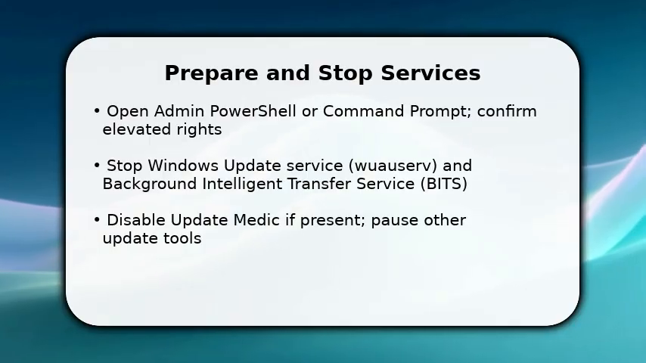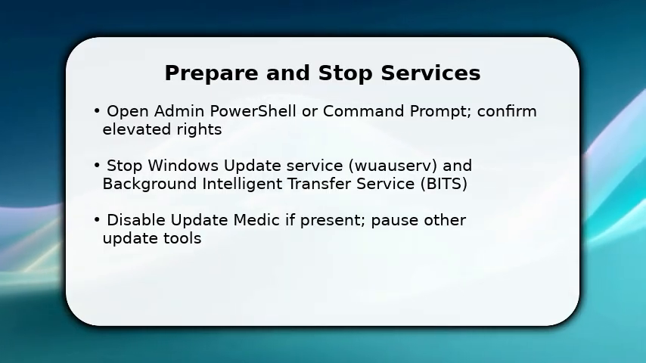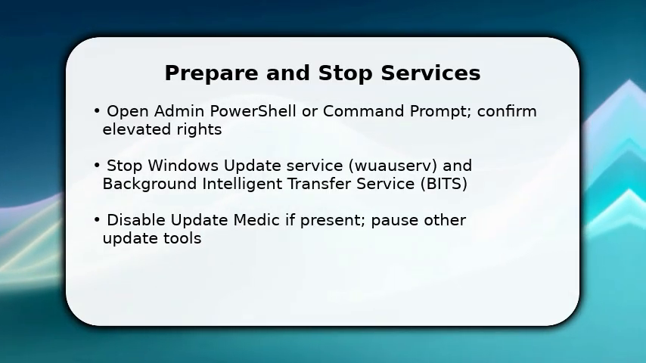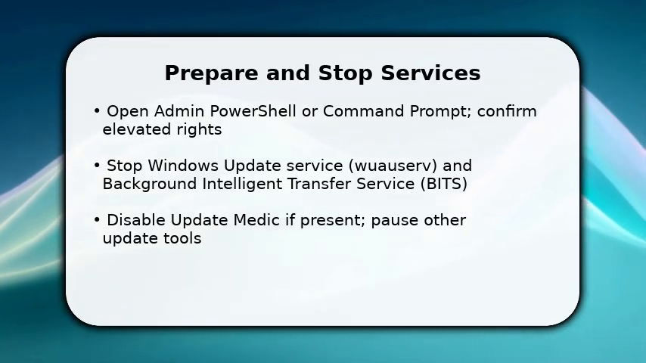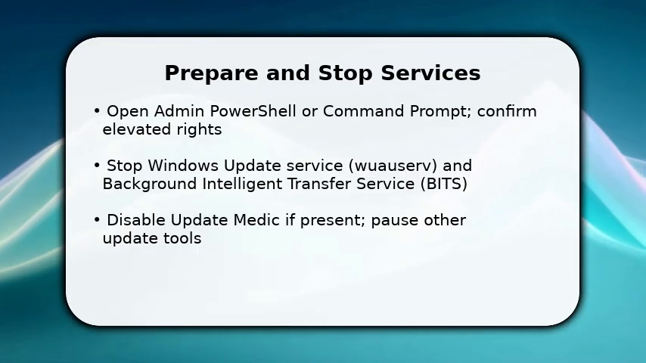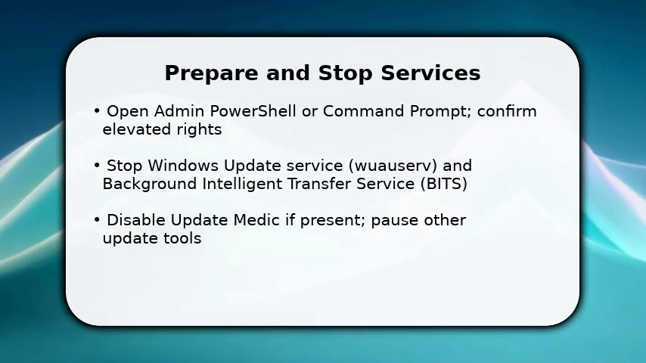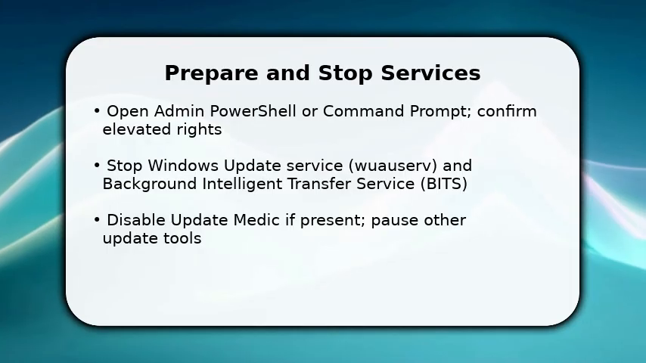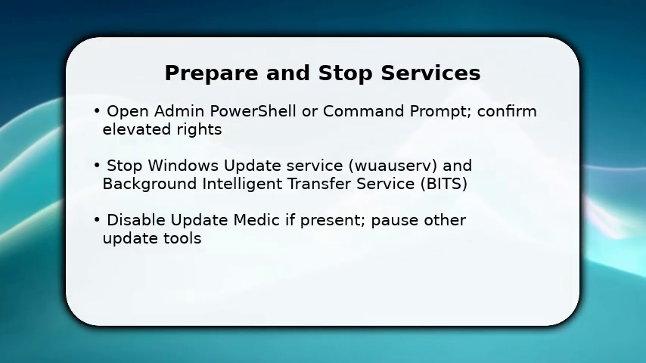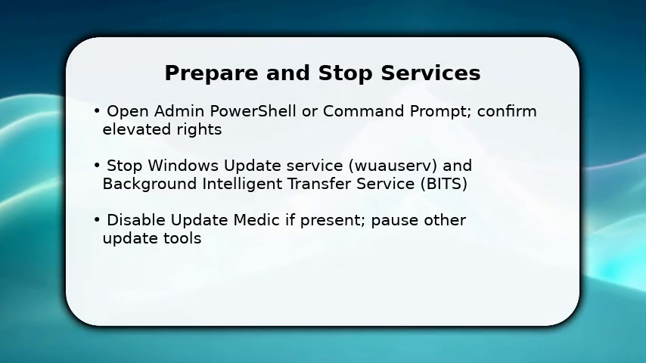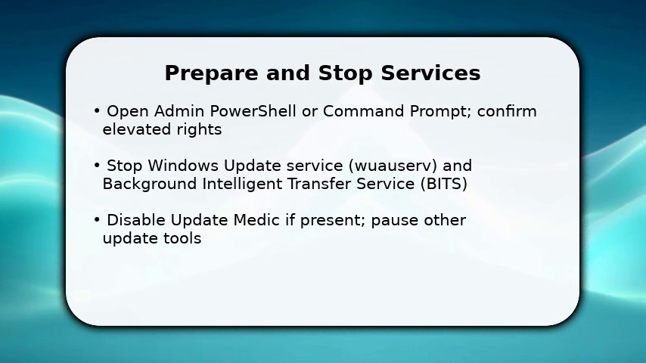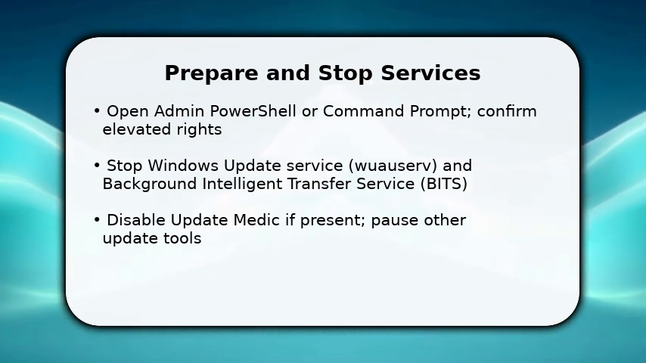You start by opening an elevated PowerShell or command prompt so you have permission to change system files. Once launched, stop the Windows Update service, wuauserv, and the BITS service. This prevents files from being locked while you work. Make sure to also pause any third-party update tools that might interfere. You're doing this now to avoid file corruption. Stopping services first ensures the cache can be safely examined and removed without Windows trying to write to it mid-process.